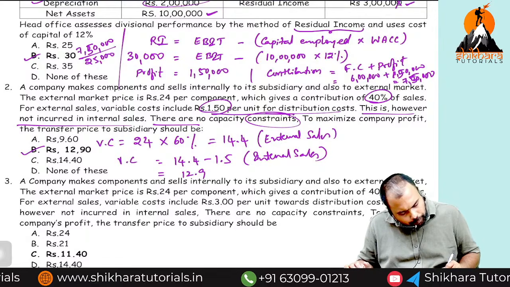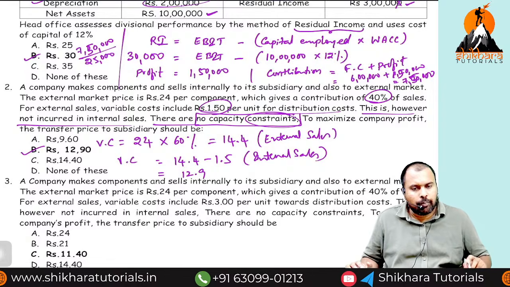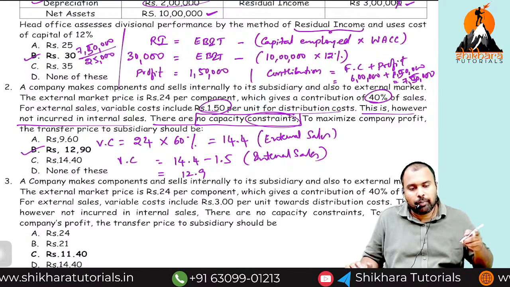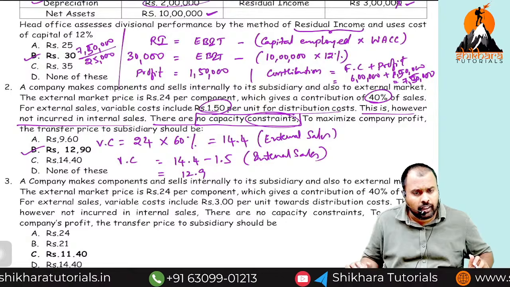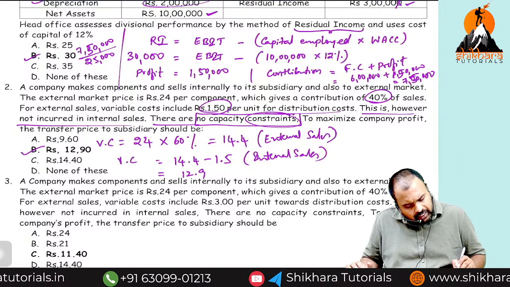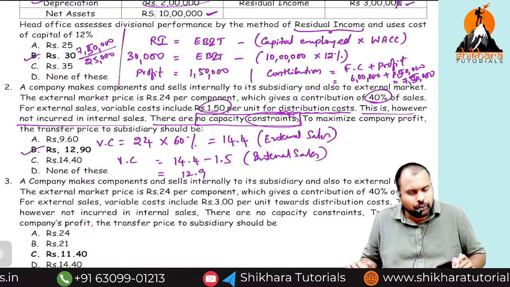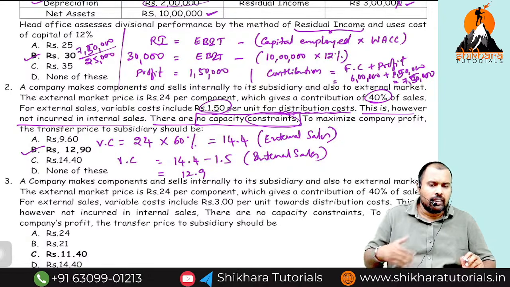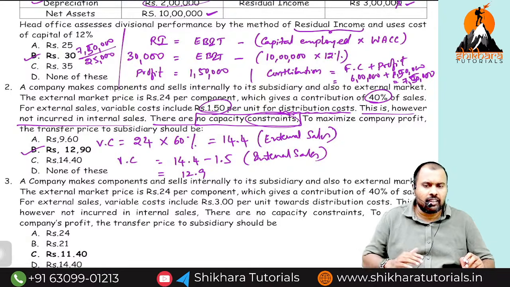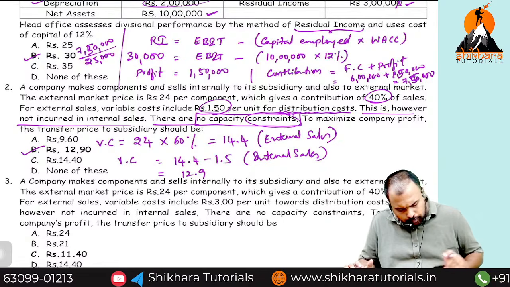Whenever there is no capacity constraints, you are not going to incur any additional fixed cost for manufacturing additional units. You are going to incur only variable cost. And in the variable cost of external sales, there is 1.5 rupees of distribution cost, which is not incurred for internal transfer. So after deducting that, the variable cost of manufacturing for us is 12.9. So B has to be the answer.